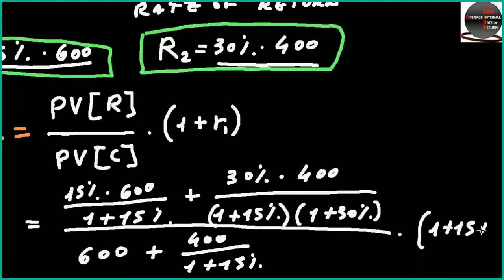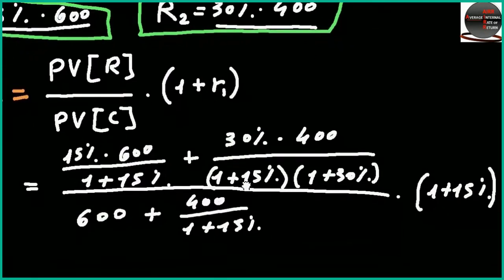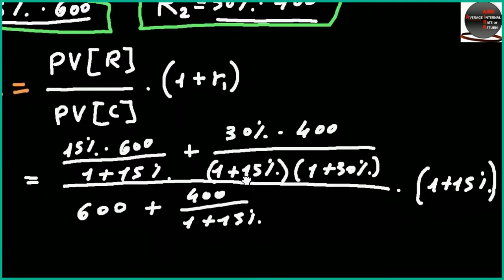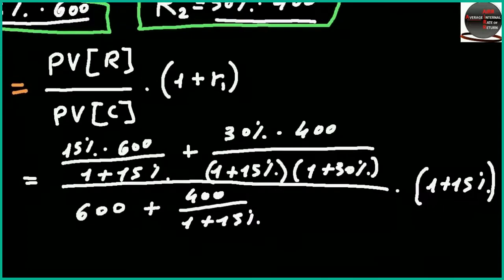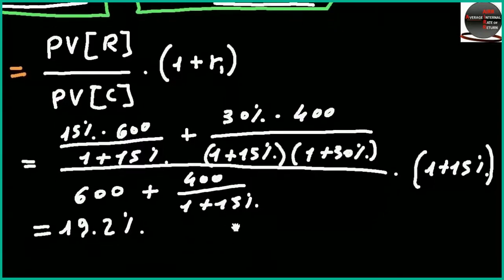And we get the minimum attractive rate of return, the overall cost of capital. And it is 19.2%. Now, we may compare the project rate of return and the project's overall cost of capital to capture value creation or value destruction.